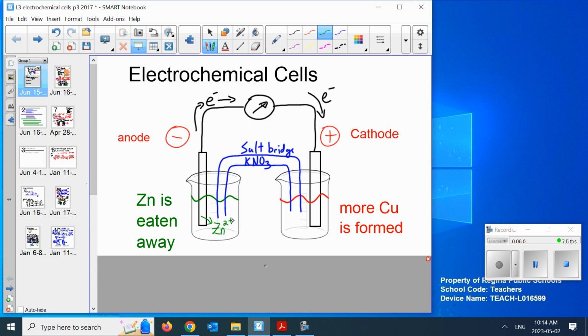Okay? And in the other solution, more copper is formed. By the way, is that red, guys? More copper is formed? Okay, somehow I can't tell the color. Oh, good. Purple is what I was hoping.